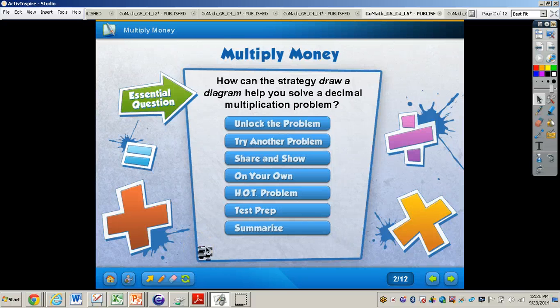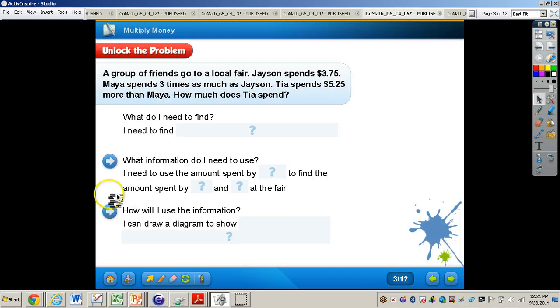In this video, we're going to be taking a look at multiplying money. Now, the essential question that's on page 177 of your Go Math book is, how can the strategy draw a diagram help you solve a decimal multiplication problem? Now, you will need your Go Math book out, a pencil, and your math journal. So let's turn to page 177 and let's unlock this problem.